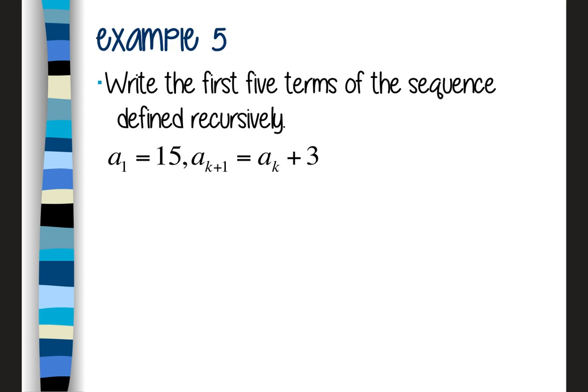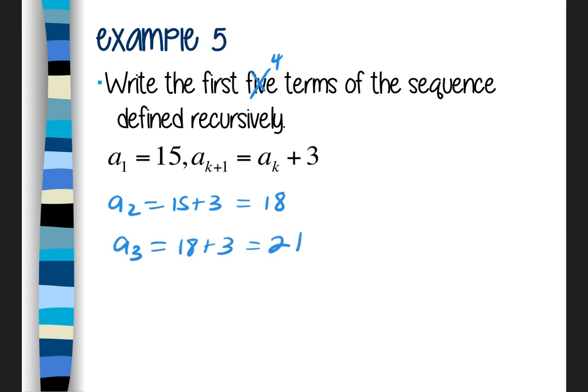So in that case, you'll see something like this. And again, we're going to change this to 4, just make it smaller. Write the first 4 terms of the sequence defined recursively. My first term, 15. My second term would be 15 plus 3, 18. A3 would be 18 plus 3, 21. And A4 would be 21 plus 3, 24.